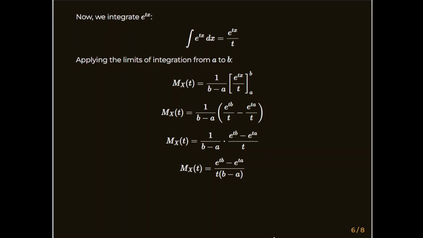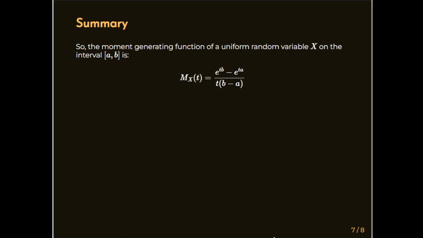Okay, so we have 1 divided by b minus a times the exponential of tb divided by t, minus the exponential of ta divided by t. Okay, and we could just simplify that, and we get M_X(t) equals the exponential of tb minus the exponential of ta, divided by t times (b minus a). And that is us. That's as far as we can go with this expression here. Okay, so yeah, we'll leave it there.